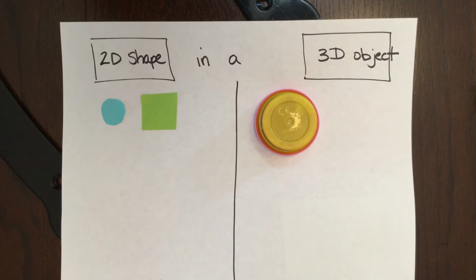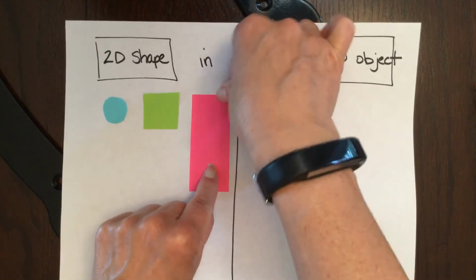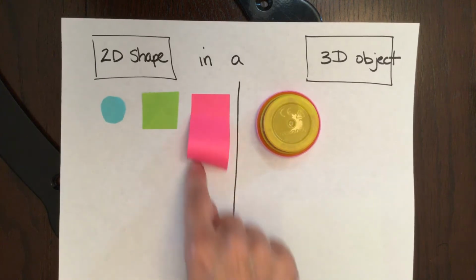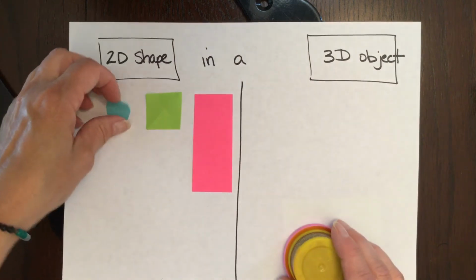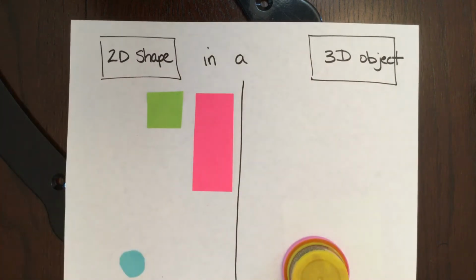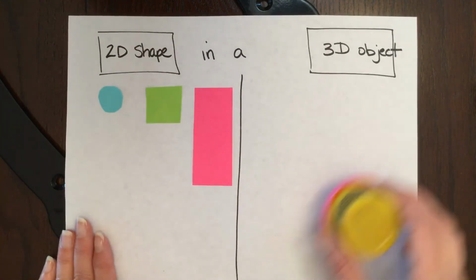All right, my friends, welcome back. Your next two-dimensional shape, go and find a 3D object in your house where one of the faces is a two-dimensional rectangle shape. I guess I'll leave my circle up there.